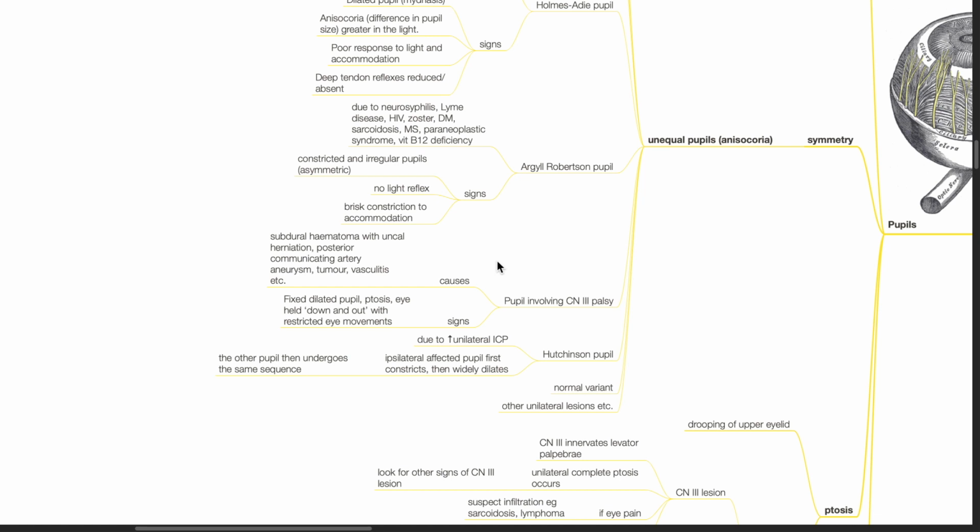Hutchinson pupil can cause unequal pupils. This is due to increased unilateral intracranial pressure. The ipsilateral affected pupil first constricts and then widely dilates. The other pupil then undergoes the same sequence. Anisocoria can be a normal variant. It can also be caused by other unilateral lesions in the brain.